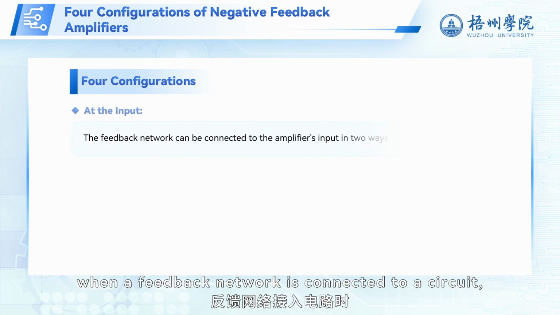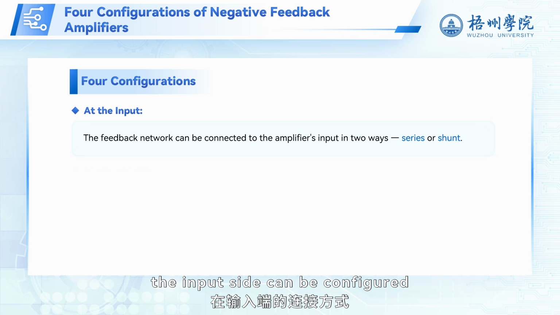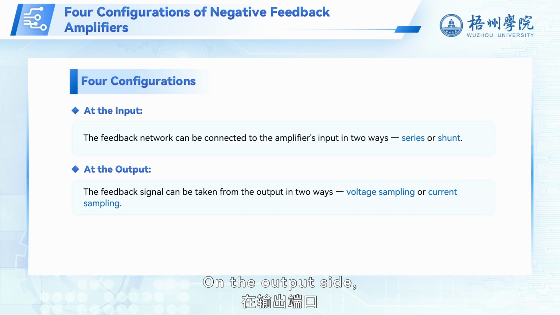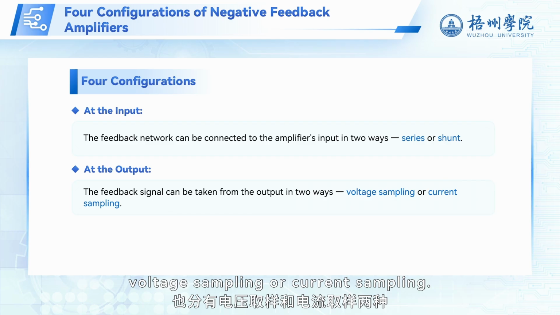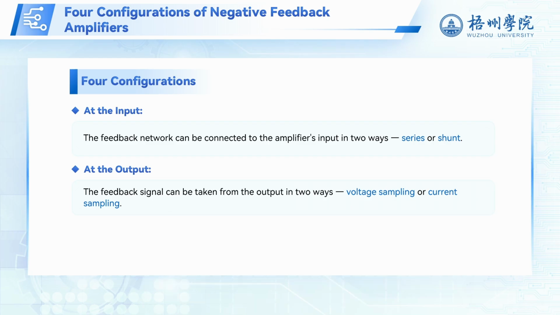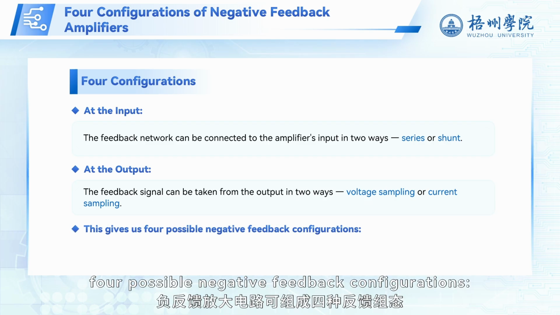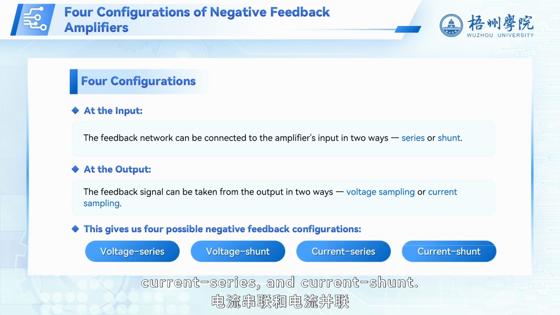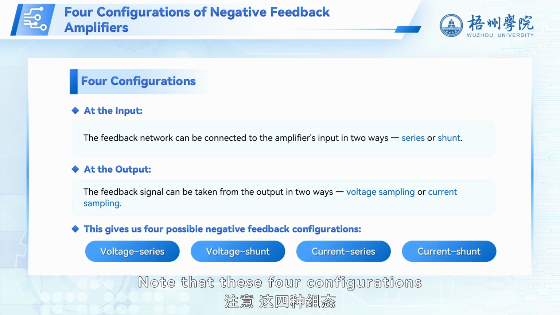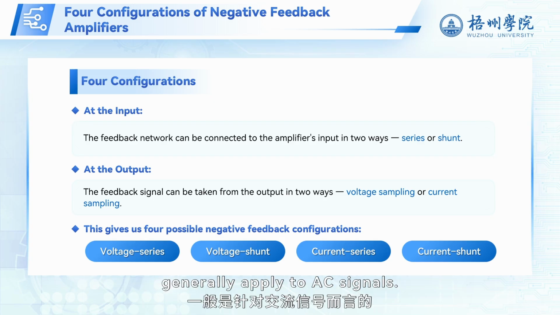As we know, when a feedback network is connected to a circuit, the input side can be configured in either series or shunt mode. On the output side, the feedback signal can be sampled in 2 ways: voltage sampling or current sampling. This gives us 4 possible negative feedback configurations: voltage series, voltage shunt, current series, and current shunt. Note that these 4 configurations generally apply to AC signals.